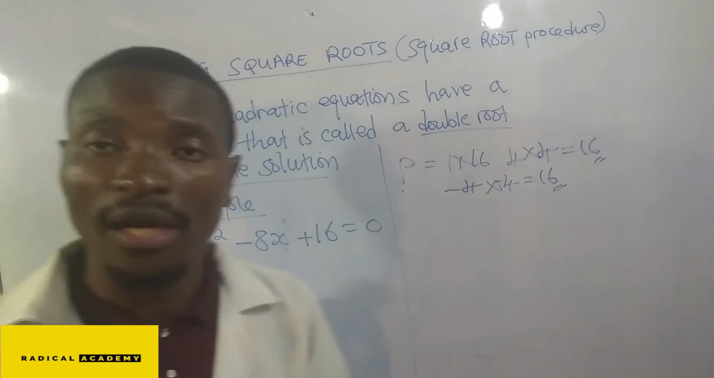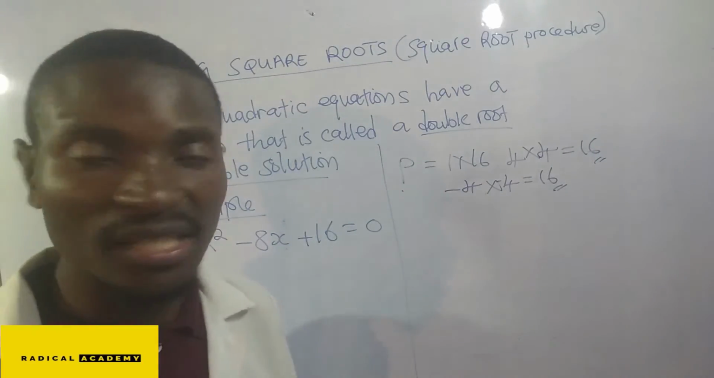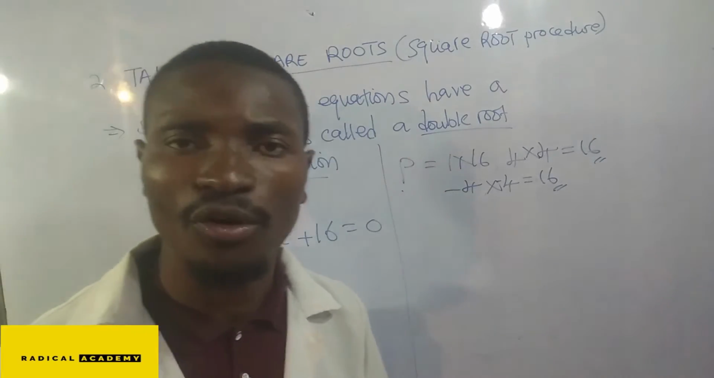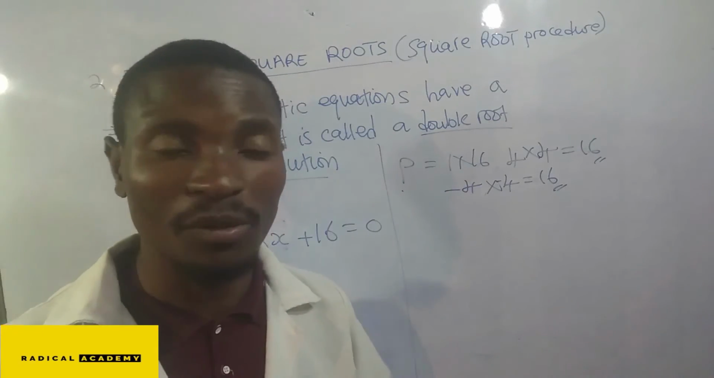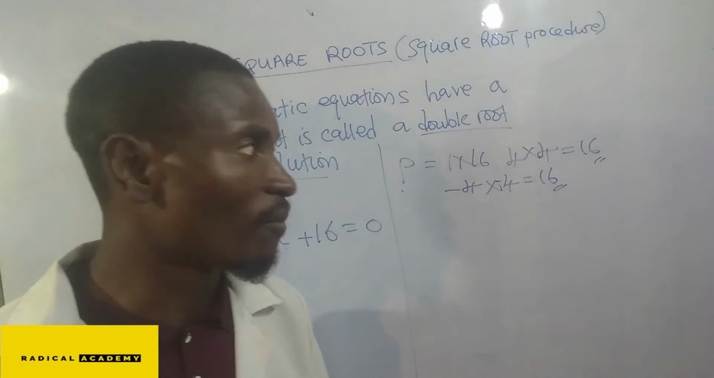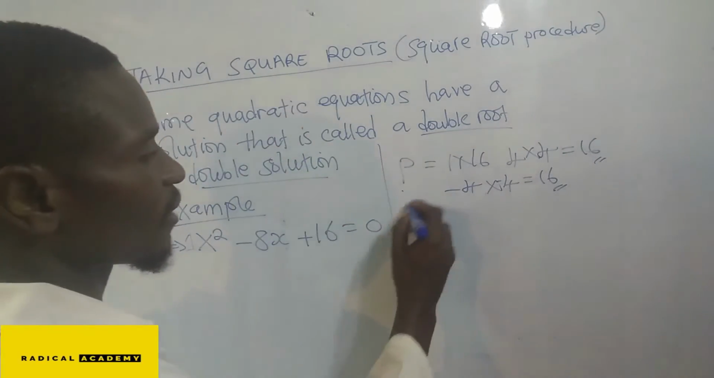So you get those numbers like -4 multiplied by -4, you get 16, as well as +4 multiplied by +4, you also get 16. That is very simple. We just want to see what we mean by double root and also double solution. From there, now you find the sum.